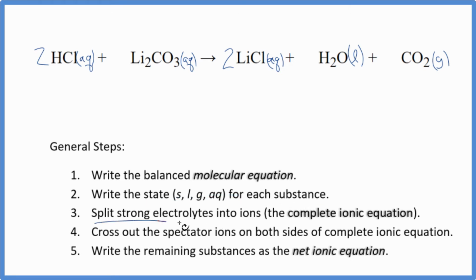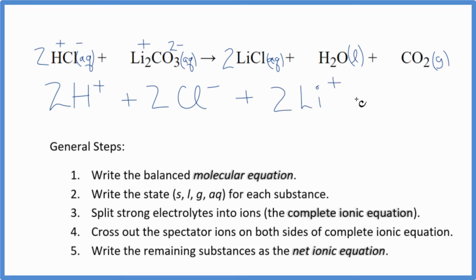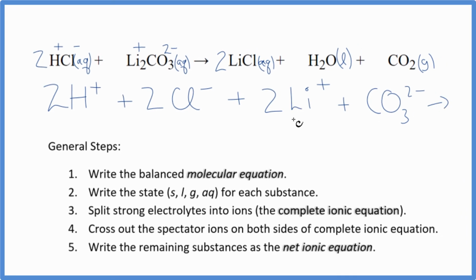Now we can split the strong electrolytes into their ions, and that'll give us the complete ionic equation. So hydrogen is in group 1, that'll have a 1 plus, the chloride ion 1 minus. 2 hydrogen ions, H plus, I'll write aqueous later, plus this 2 goes to everything here, so 2 chloride ions. And then lithium, that's in group 1 with hydrogen, has a 1 plus ionic charge. The whole carbonate has a charge of 2 minus. Good to remember. So we have 2 of these lithium ions, and we have just the 1 carbonate. So these are the reactants in our ionic equation.